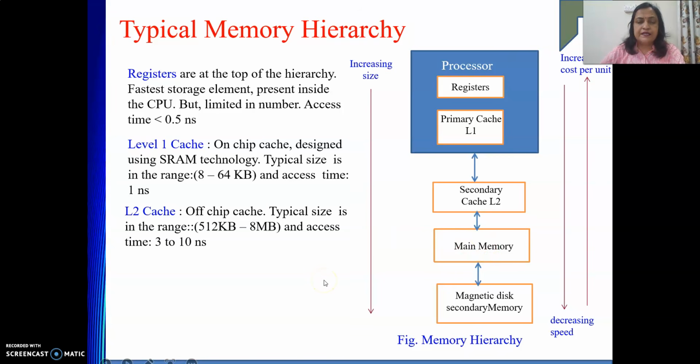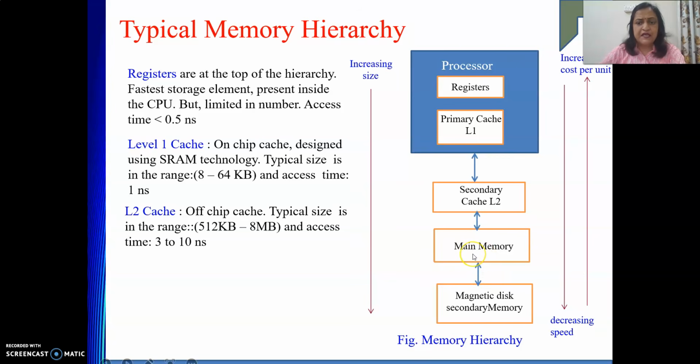As we know, in DRAM technology, information is stored in the form of a charge on a capacitor. So the charge used to discharge due to leakage, and for that we need to periodically refresh the main memory. Whenever we are doing the refresh operation, the memory is not available for read and write operations. Due to that, main memory is slower.